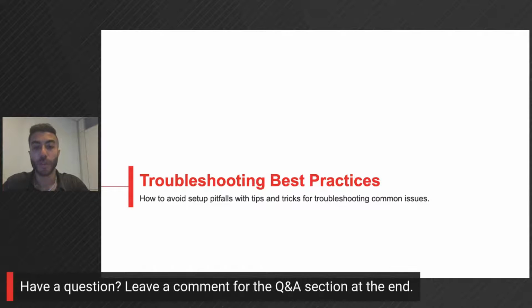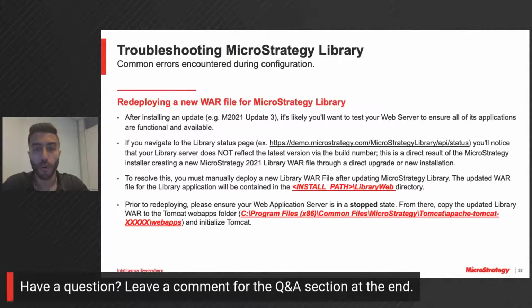The first item we'll touch on is redeploying the WAR file for MicroStrategy Library. After installing an update for your MicroStrategy iteration or platform, you may notice the status page does not accurately reflect the build number for your library server. You can also reach the status page for library by clicking the About link at the bottom of the library admin page, located right under the button for Launch Library. In order to correct this, a manual redeployment of the library WAR file is required.